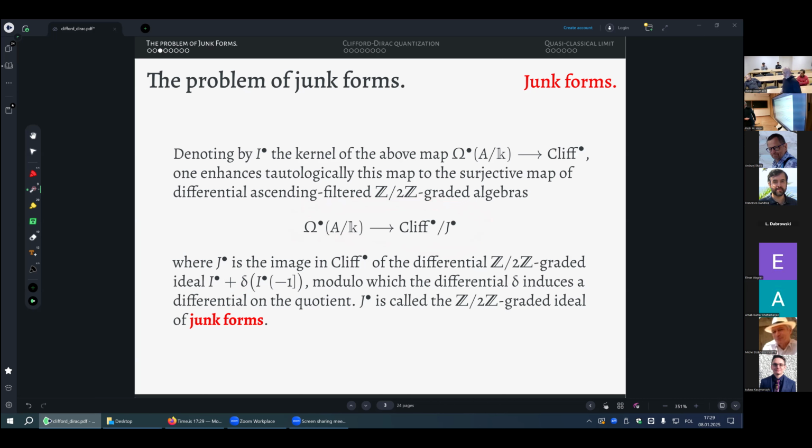Tomek, just about notation. Can I ask again? Sorry, Ludwig. You write in the third line from the bottom delta of a bracket, E bullet minus 1, left bracket. So this should be a square bracket in many places. By this you mean that you take I bullet minus 1, so just one less index. Yes, it's a shift in the degree. Thank you.